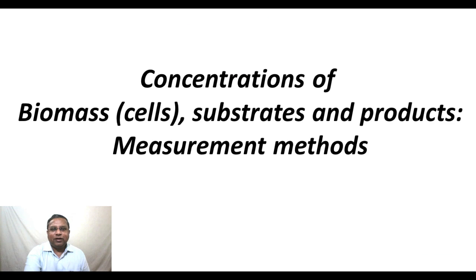The last aspect that we are going to see in this lecture is the measurement methods for the concentrations of biomass or cells, substrates and products. We saw how crucial the information on biomass concentration, substrate concentration and product concentrations was in terms of kinetics, in turn the design and operation of relevant reactors. Therefore, we need to have good measurement methods to find out the concentrations of biomass, substrates and products. We would look at some of the common measurement methods that are used for these.